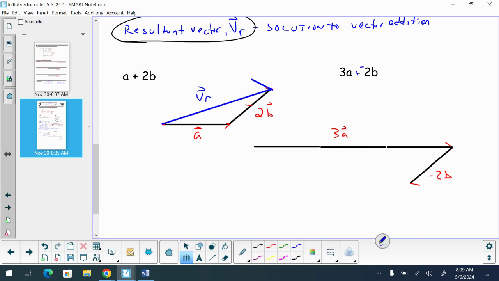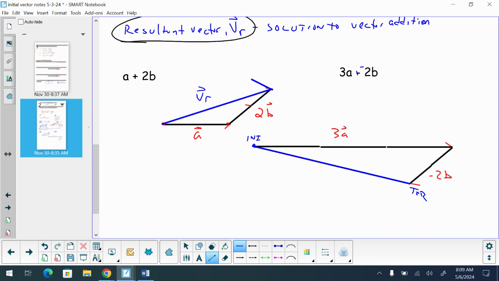Remember, when we draw in the resultant vector, we are just taking the shortcut to grandma's house. So we are still starting here and we are ending here. This is terminal, this is initial. So we are still starting at my initial, and we're ending at our terminal, so we're still going down here. So you have a double arrow down here at the end.